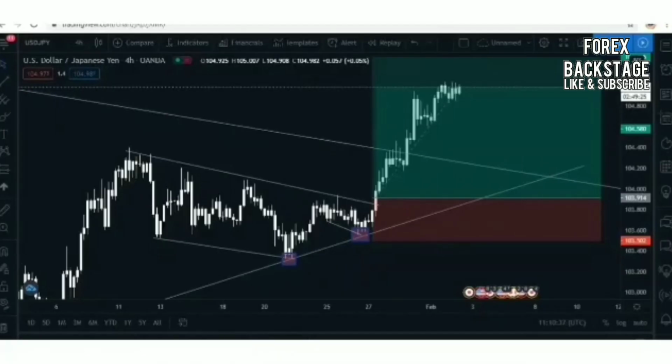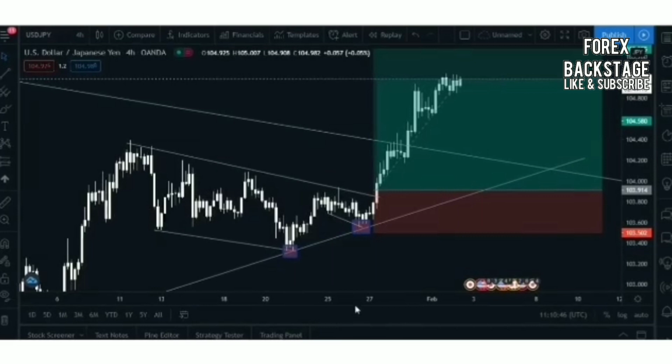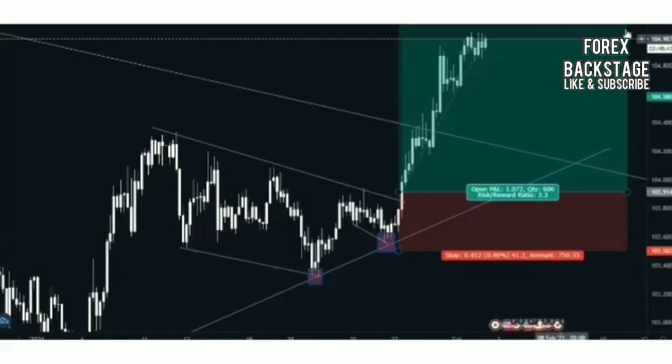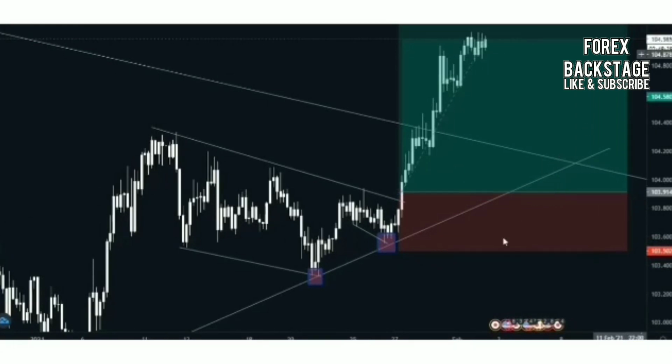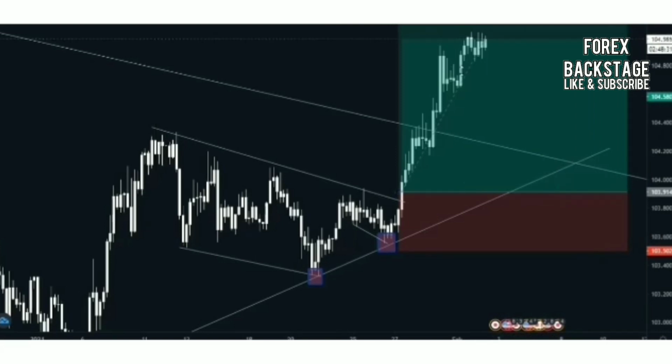Bulls and bears, welcome. I just wanted to show you guys that I've been analyzing USDJPY, and I've had my buy position for quite a while now. I think it's been a couple of days, and I just wanted to show you guys how I approached this market, how I took this trade, and how I analyzed this pair. So without wasting any time, let's just open a clean chart and do it.